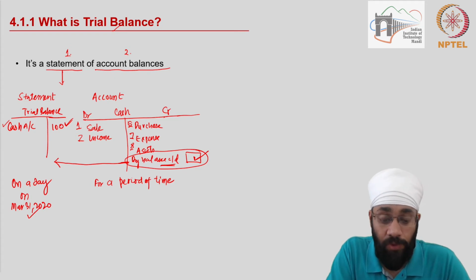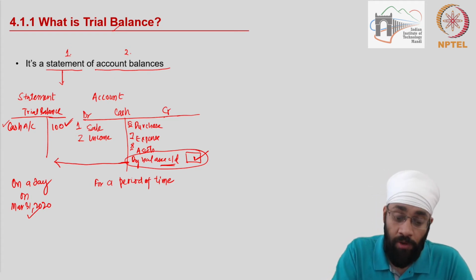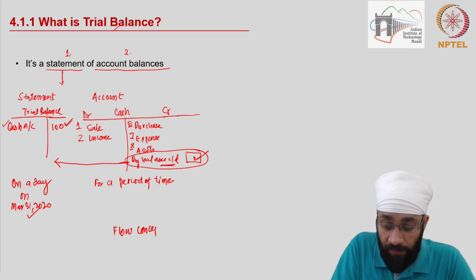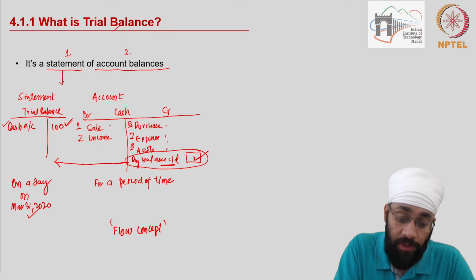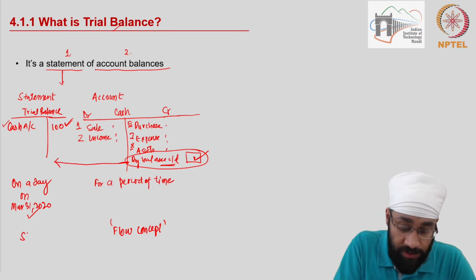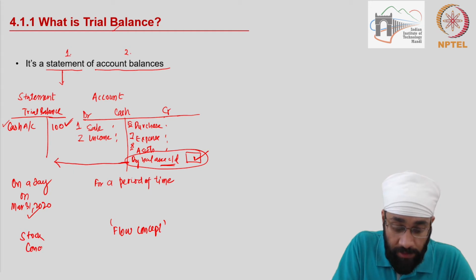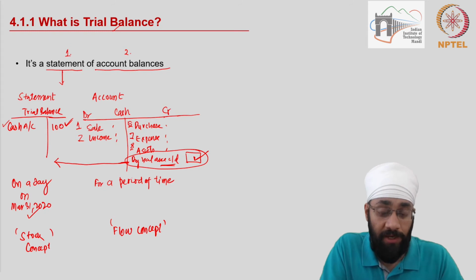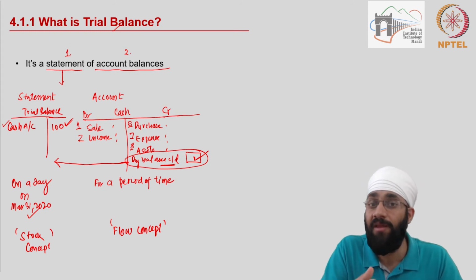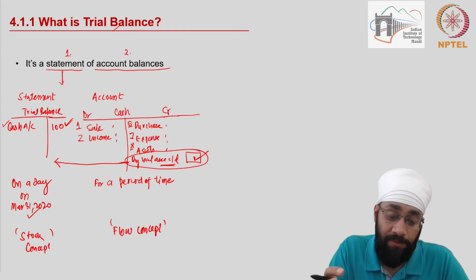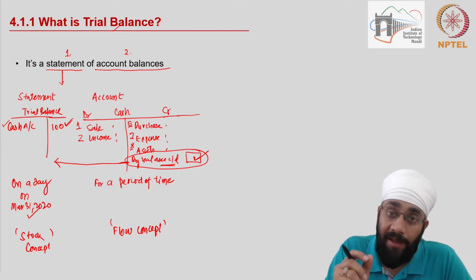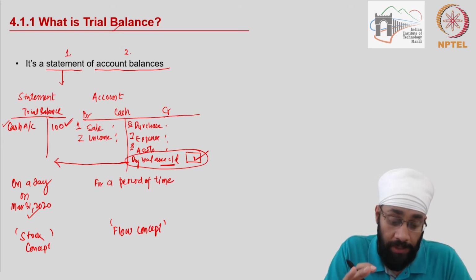So that is the difference between a statement and an account. While the account is a flow concept, where you are talking about the flow of money during an accounting period, this is a stock concept. The stock concept means, on a specific date, what is it that we have in hand? And it could relate to cash, bank, or any other account balance. It could be any item of asset, liability, income, or expense. Alright, so that is another technical difference between a statement and an account as defined in the accounting language.